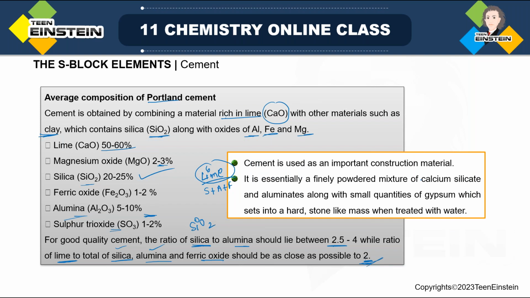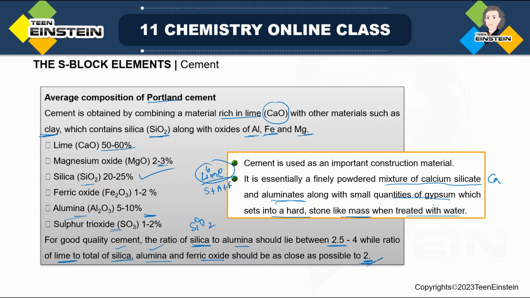We know that it is essentially a finely powdered mixture of calcium silicate. Though here calcium silicate is not mentioned, if they react with each other, there is formation of calcium silicate, that is SiO3 whole 2, and calcium aluminate also, along with small quantities of gypsum. Remember in that slide I mentioned that sometimes gypsum is also added to Portland cement for a specific purpose. So ultimately, it sets into a hard stone-like mass when it is treated with water.